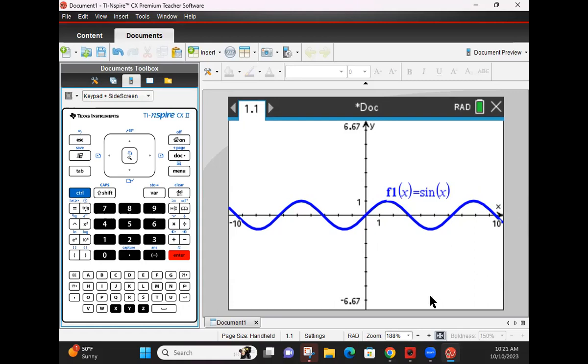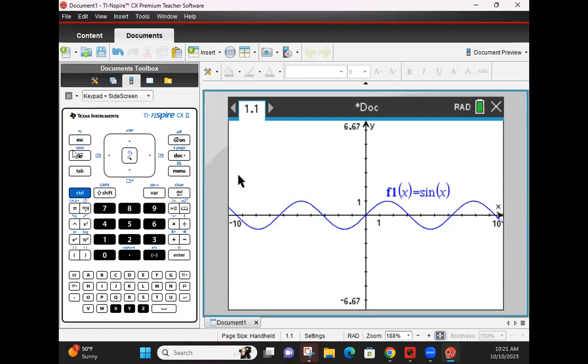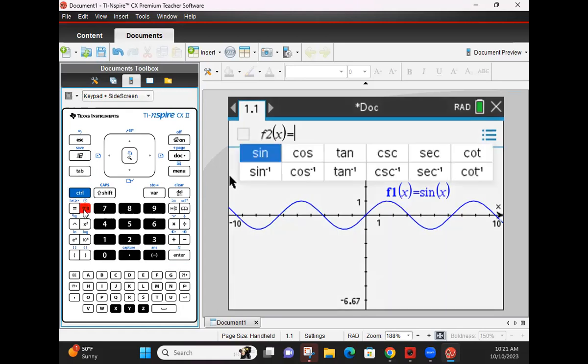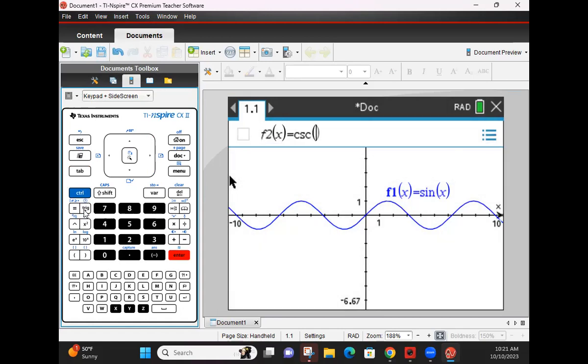Now let's go ahead and, without deleting this graph, I want to add in the graph of cosecant. So I'm going to hit the tab key so I get my entry line again. And then I want to graph cosecant. Remember, that's the inverse of sine. So I want to graph the cosecant of x.